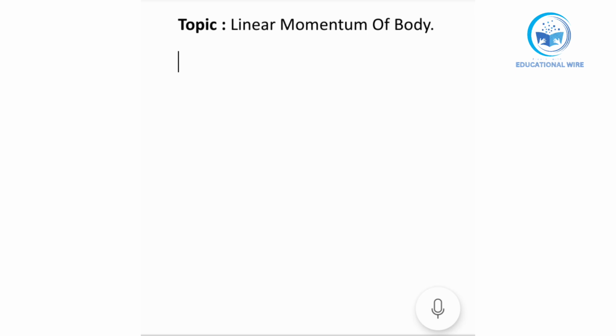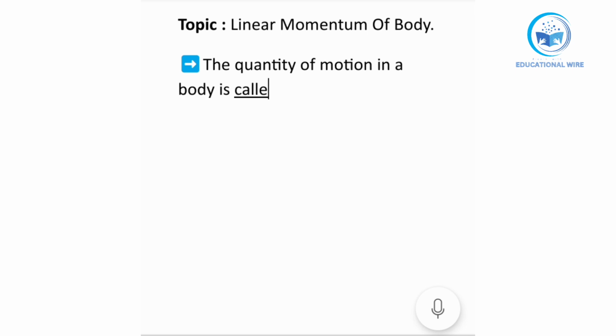So now we will start our next topic, that is linear momentum of a body. Talking about linear momentum of a body, the simple momentum and the linear momentum are both the same. The first point is that the quantity of motion present in a body is called linear momentum, or you can say momentum. Quantity of motion means how much motion is happening, like having mass and velocity. The quantity of motion in a body is called momentum.